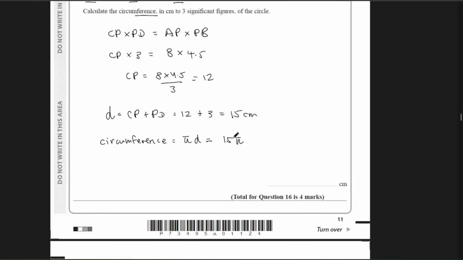But we need to show the answer in decimals to 3 significant figures. So we'll press 15 pi on our calculator. 15 pi gives me 47.12. 47.12 centimeters. So I have written the 4 significant figure value from the calculator, and then I'll round this to 3 significant figures. So this becomes 47.1 centimeters.